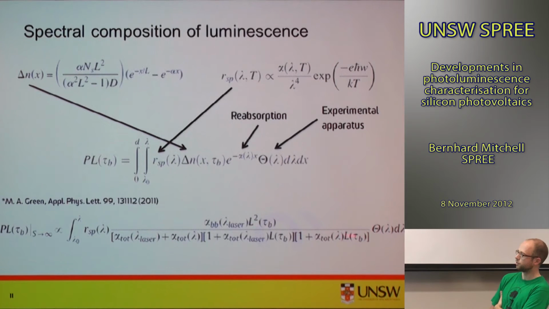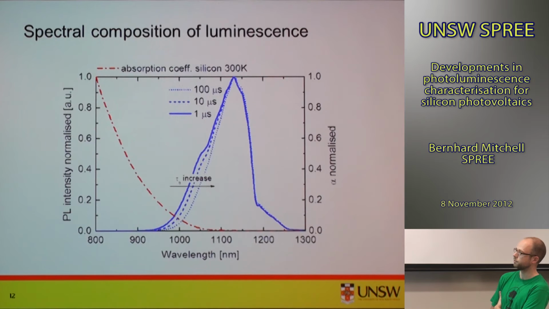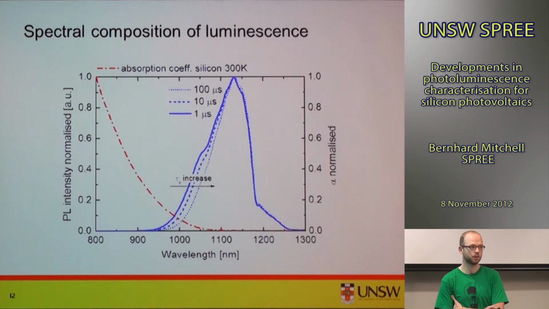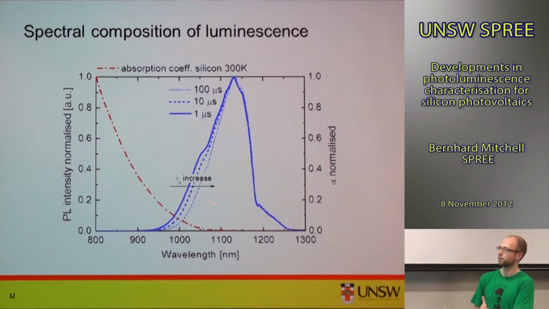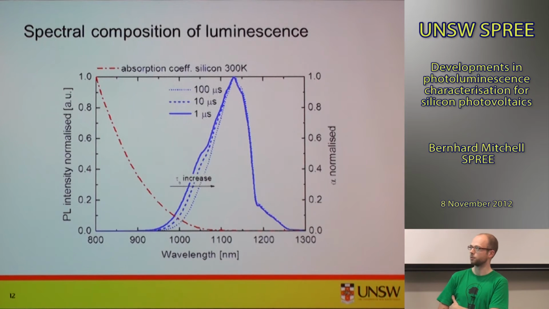If we use the analytical equation in the model, we can describe the PL spectrum very precisely as a function of bulk lifetime, which I've done here for 3 values. And you can see that the spectrum changes on the left side of the spectrum depending on bulk lifetime, and that's what we try to measure in our technique.